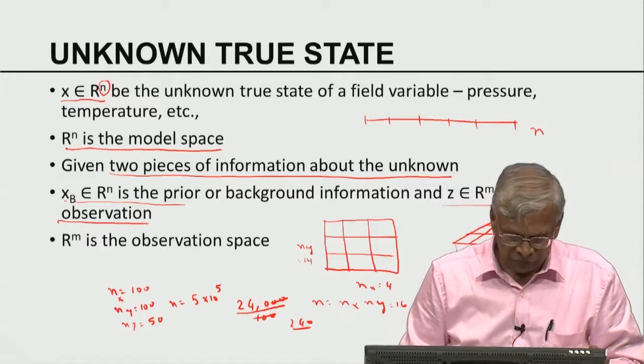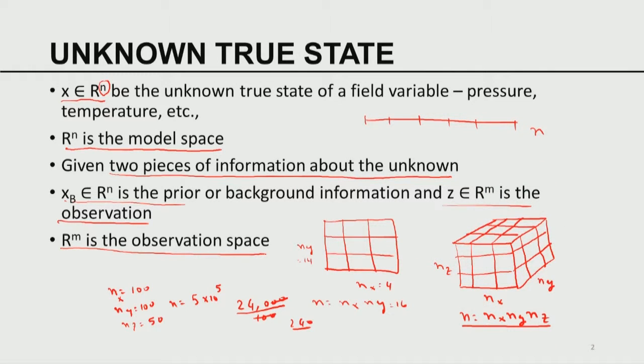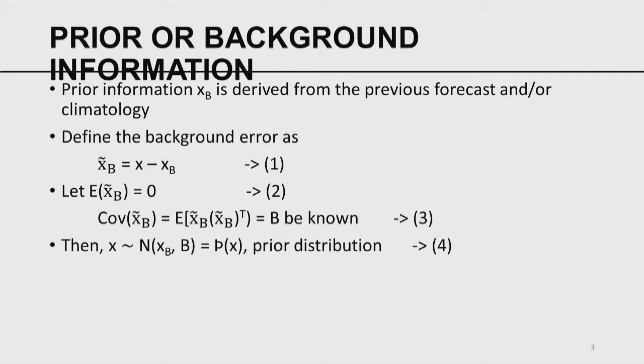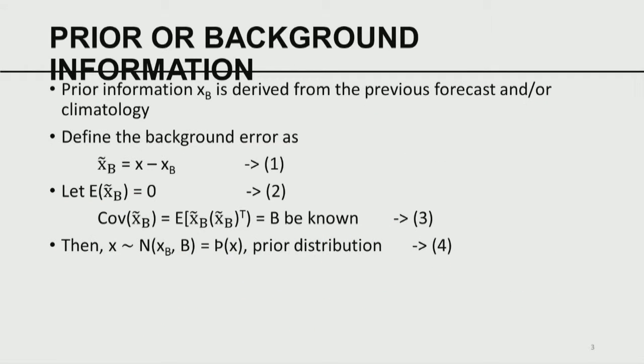Z is the new information. R^m is called the observation space. Again, we have talked about it at great length on several occasions. The prior, so I am going to call x_B the prior, so you can see the Bayesian framework sneaks in. The x_B has been derived from the previous forecast or the climatology. X is the unknown I want to be able to estimate. I'm interested in trying to estimate x or find x. x_B is the prior knowledge about x.